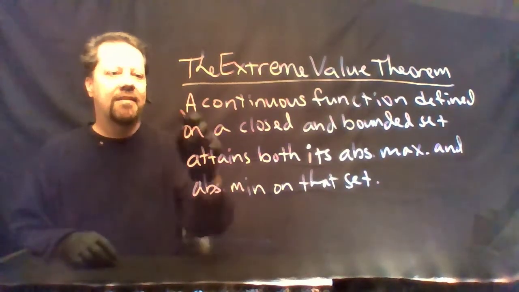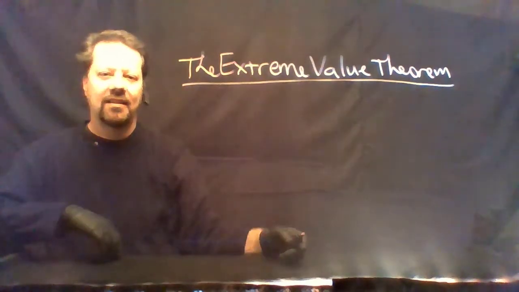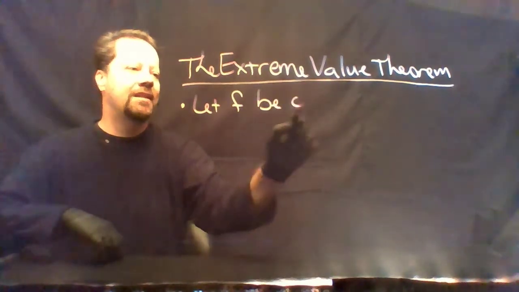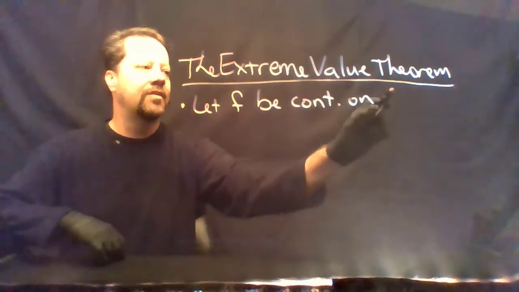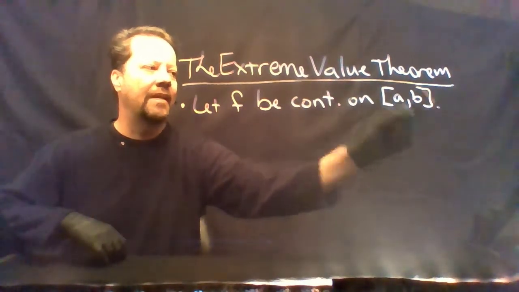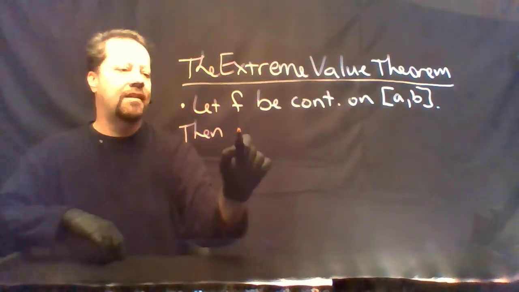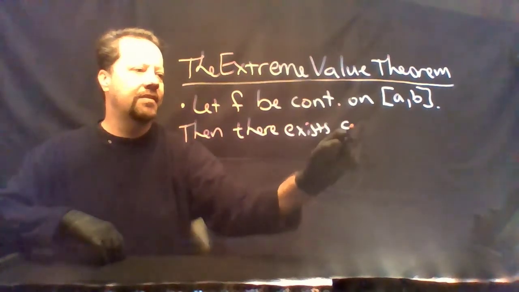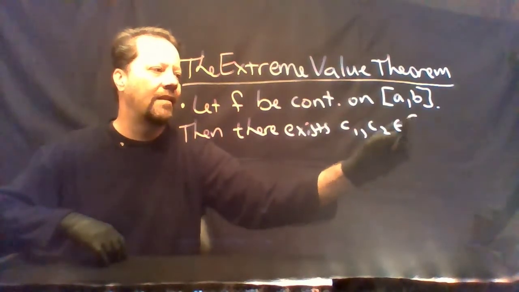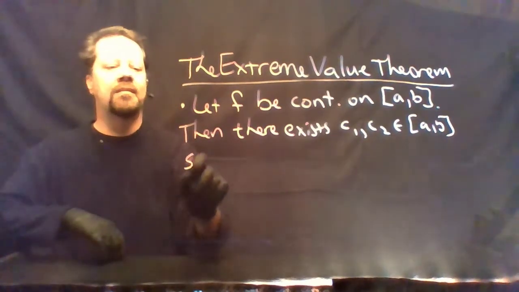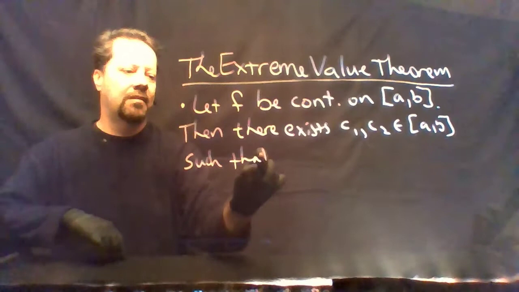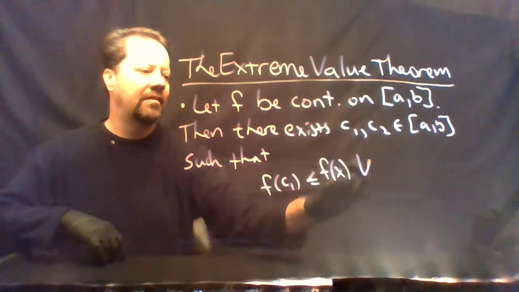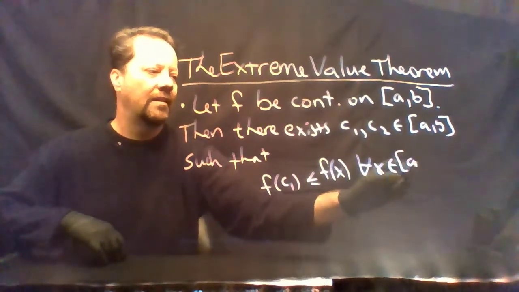We can rephrase this theorem in a slightly different way. Let's state the theorem in a slightly different way. Let f be continuous on some closed and bounded interval AB. Then there exist C1 and C2 lying within the interval AB, such that f of C1 is less than or equal to f of x for all x in AB.